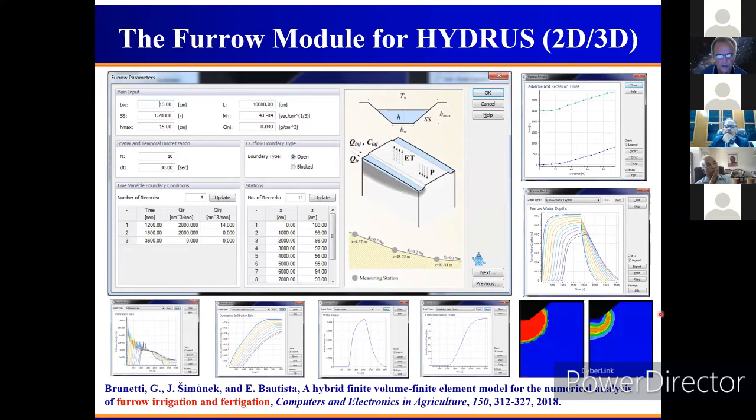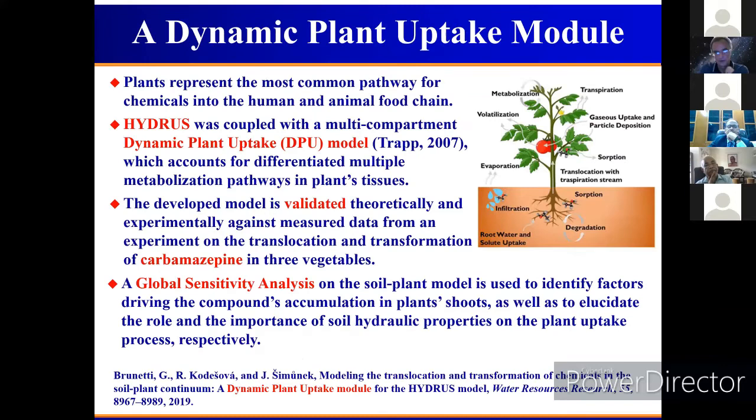Dynamic plant uptake. That's a model which we developed only 2 years ago with Giuseppe Brunetti.